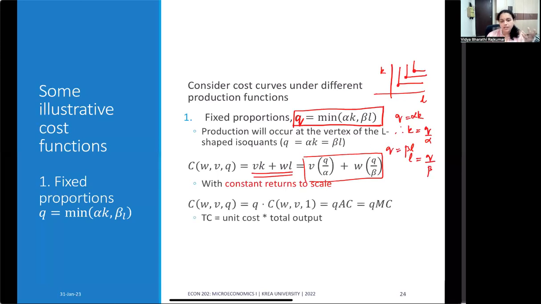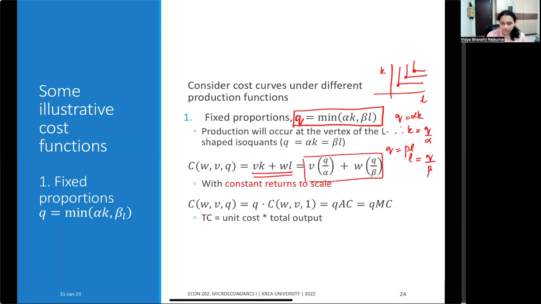Now, whenever there is constant returns to scale, as we saw in the previous video, when you have CRS functions, the total cost function will be a linear line. It will have a constant slope. Your AC and MC curves will just become constant.